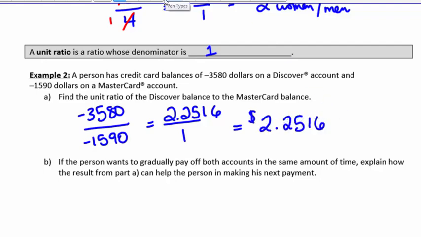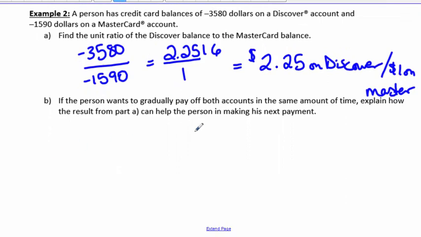Okay, so the units on this would be 2.2516, or to round that to the nearest penny, $2.25 on Discover per $1 on MasterCard. If a person wants to gradually pay off both accounts in the same amount of time, explain how the result from Part A can help you do this. So for every dollar you pay on MasterCard, you need to pay $2.25 to Discover card.